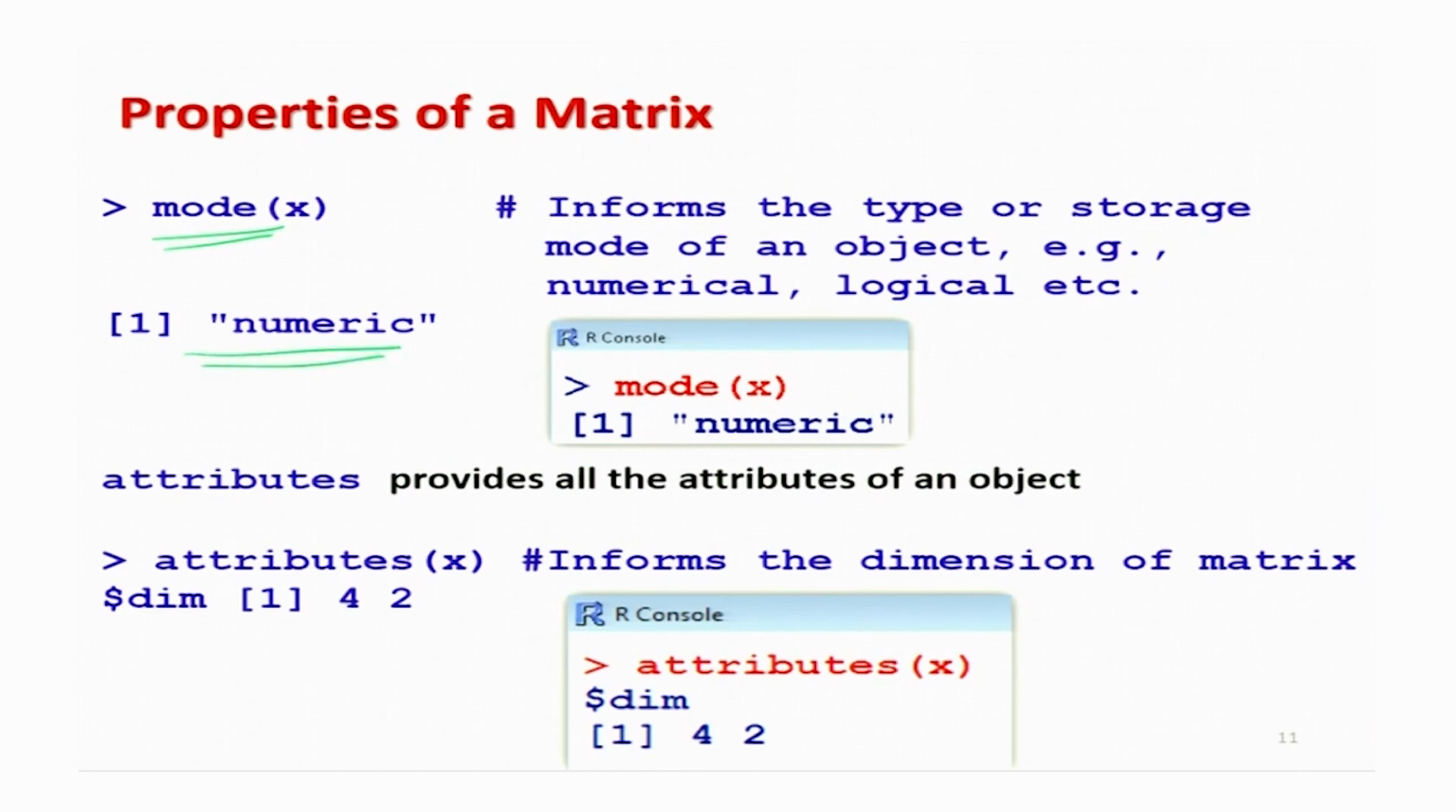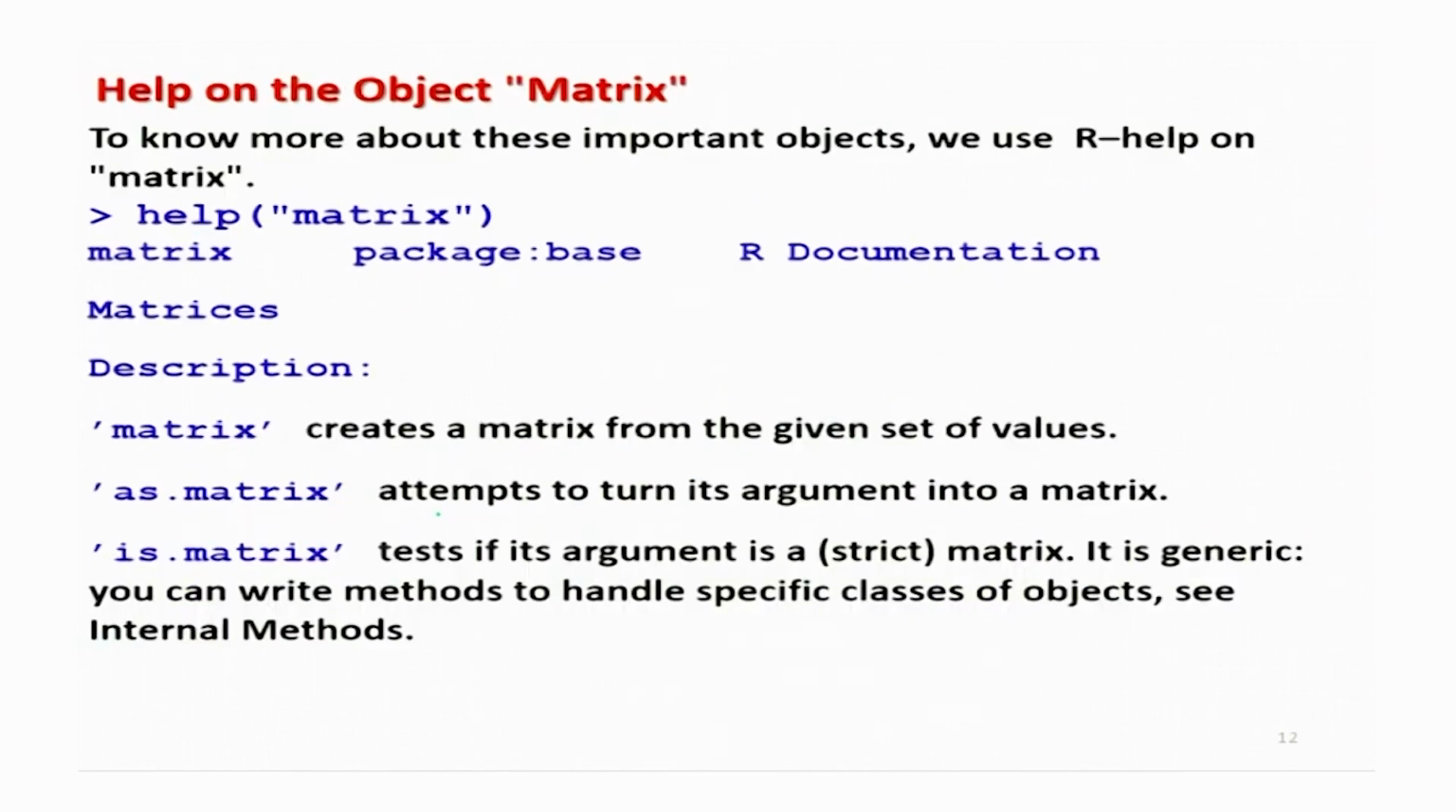And similarly, we have one more command, attributes. This also provides all the attributes of an object. In this case, because it is a matrix, if you write attributes(x) inside the parenthesis, then it will give you this type of information, which tells you the dimension of this X, which is 4 and 2, which is 4 rows and 2 columns. The spelling of attributes is ATTRIBUTES, all in lowercase, small alphabets. So, this is how you can obtain this type of information.